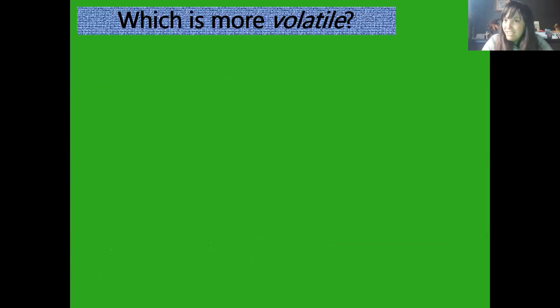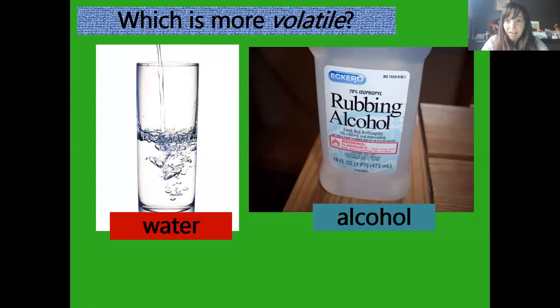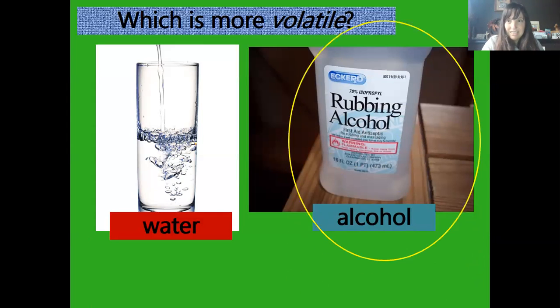All right, which of these do you think is more volatile based on your life experience? Water or alcohol? Some of you know that one of these smells more than the other one. That's a sign that it's volatile, because that means particles are evaporating and getting in your nose. Yes.